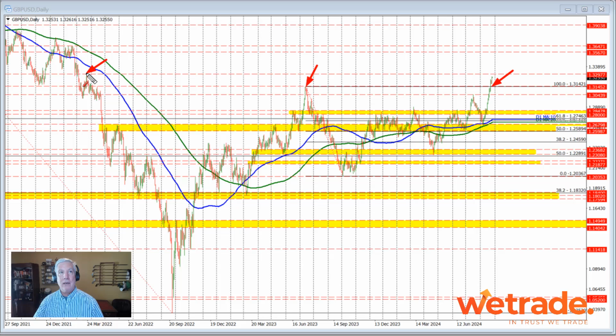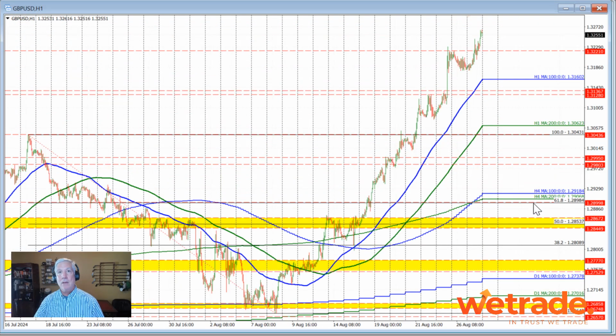The next target on the top side comes against this high price going all the way back to March of 2022. That level comes in right near the 1.33 level, 1.32977 to be exact. So be aware of that level on the top side as the next upside target for the sterling versus US dollar. Taking a look at the hourly chart, the 100-hour moving average comes in at 1.3160.